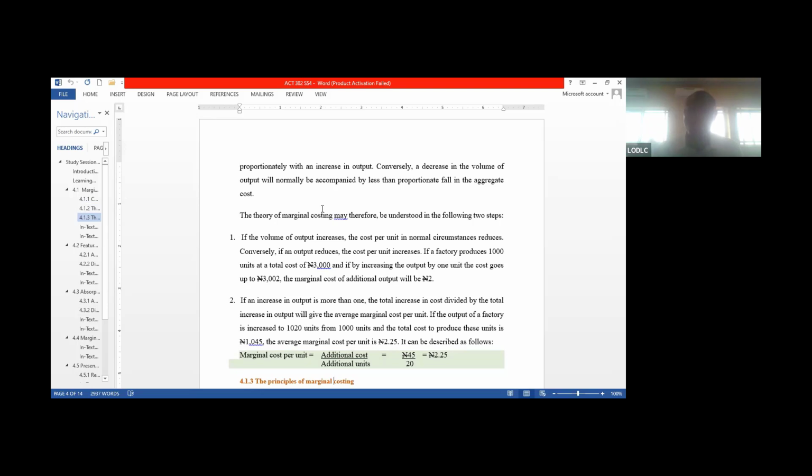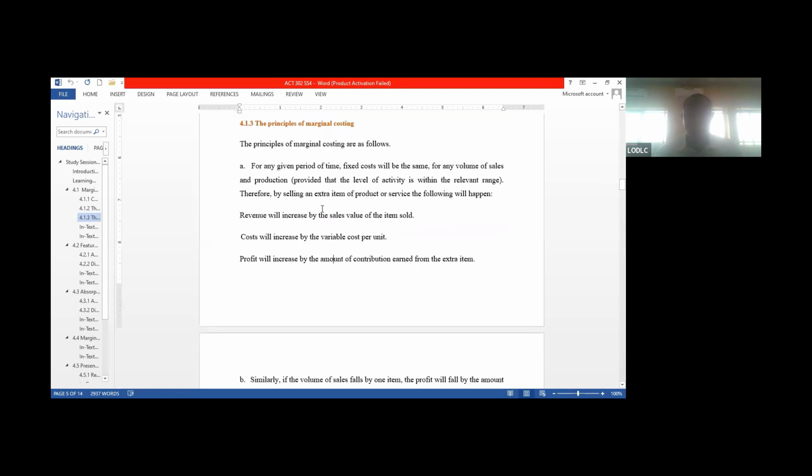So what they are saying here is that if the output of a factory is increased to 1,020 units from 1,000, that is, it has increased by 20 additional units, and the total cost to produce these units is 1,045, the average marginal cost per unit is just 2 naira 25 kobo. That is the difference in cost divided by the difference in what? Units. So if you look at the cost, we have 1,045, and we had 1,000 naira before. So the difference in cost is 45, and the difference in units is what? It is 20. So we have 2 naira 25 kobo.